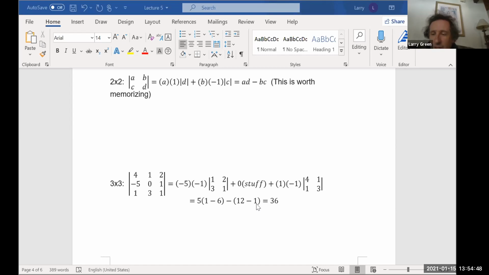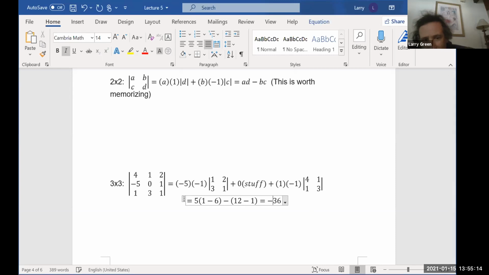And now it's truly baby arithmetic, right? Maybe not baby, but elementary school arithmetic. And that is 5 times -5 is -25, minus 12 minus 11. So that's -25 minus 11 is -36. Oops, lost a negative. Any questions on the determinant?